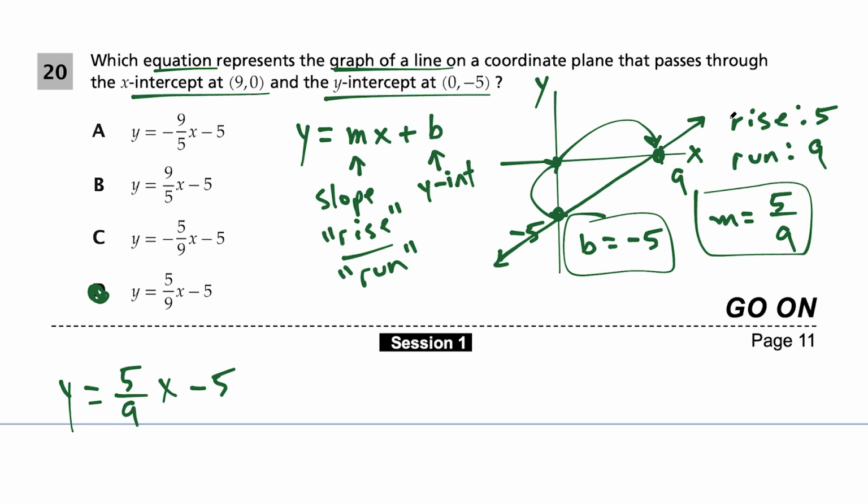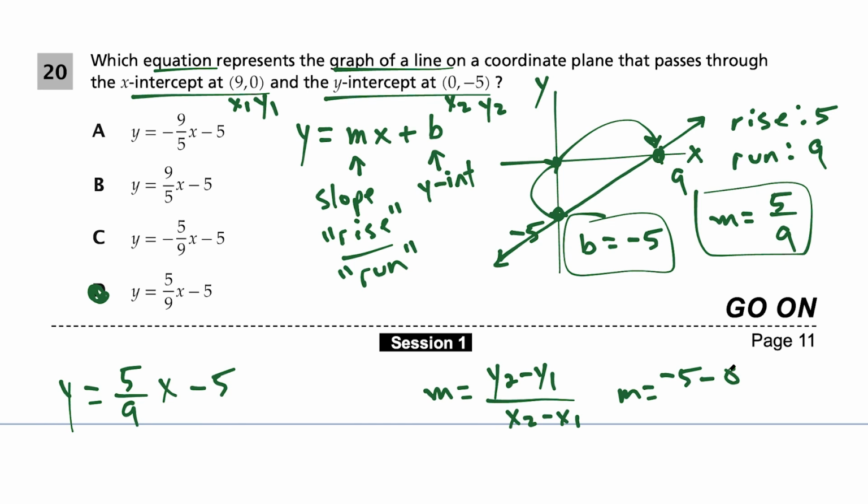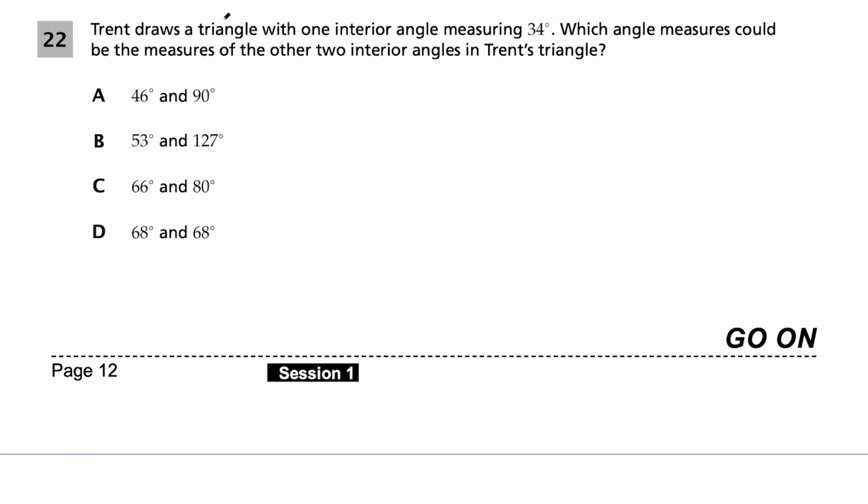Now, let's say you don't like rising and running this way using the graph. You could also find the slope by using this formula, y2 minus y1 over x2 minus x1. If you do it this way, call this point x1, y1, and call this point here x2, y2. Then you just plug in: y2 is -5 minus y1 is 0, divided by x2 is 0 minus x1 is 9. This works out to -5 over -9, which simplifies to positive 5/9. So either way, we get a slope of 5/9, and our b value would be -5, giving us choice D.